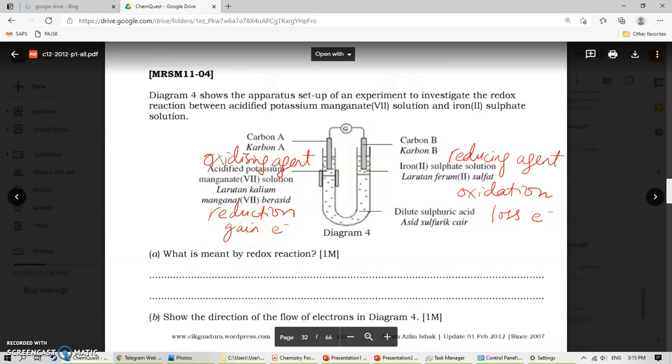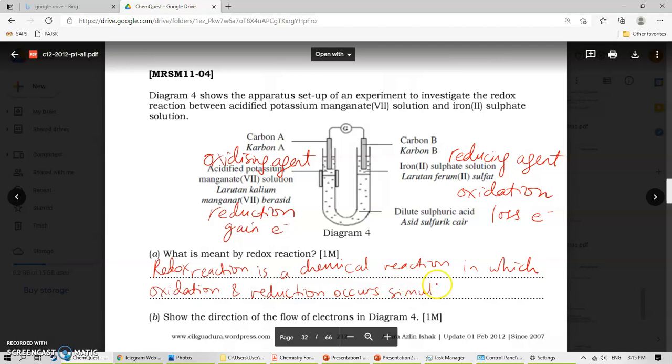First question, what is meant by redox reaction? Redox reaction is a reaction, a chemical reaction, in which oxidation and reduction occurs simultaneously. Okay, that means oxidation and reduction happens at the same time.